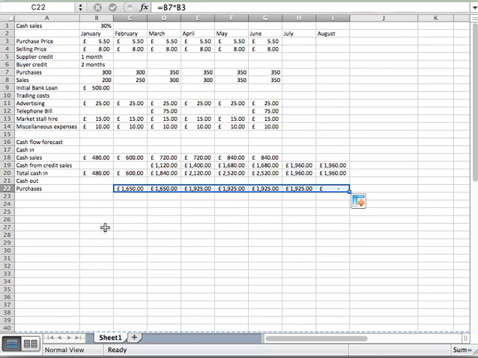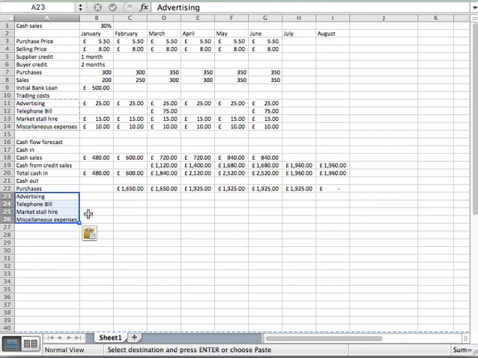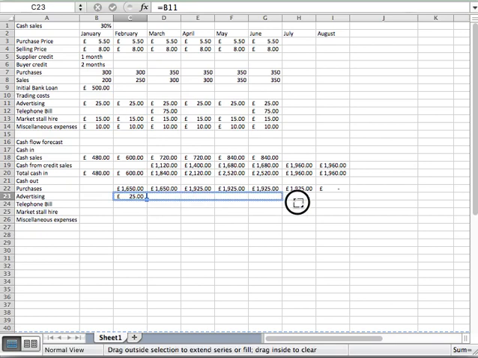Then we start to look at our other costs, and we can see from up here we've got advertising, telephone bill, market stall and miscellaneous. So I'm just going to copy those 4 down here as titles, and we'll just look for when these are spent. Now, advertising, it says, is paid 1 month in arrears. In arrears means it's paid 1 month after the cost is incurred. So we pay for January's advertising in February. Arrears is another one of those financial terms that you need to learn. We copy that one across.